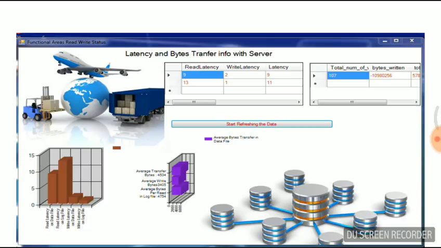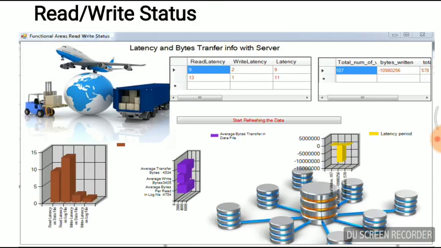This is the overall output of last read, last latency period, read write type, total number of bytes returned. Start referencing the data, which means clear and then give it to a profile. Read status, this is read status. This is the final module of our read write status. Latency and byte transfer info with the server will be shown graphically on the left side.